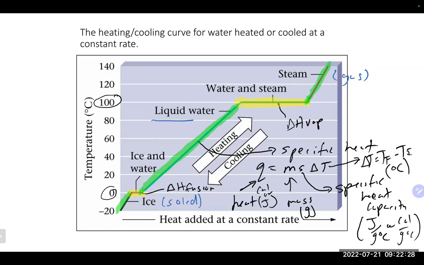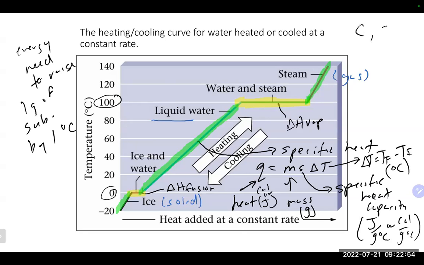It is. Some books use S, some books use C, some books use SH. The specific heat capacity is basically the energy needed to raise 1 gram of a substance by 1 degree Celsius. And that's basically the definition of specific heat capacity. But yeah, some books will use C, some books will use S, and some books will even use SH for specific heat capacity. But they're all basically the same.